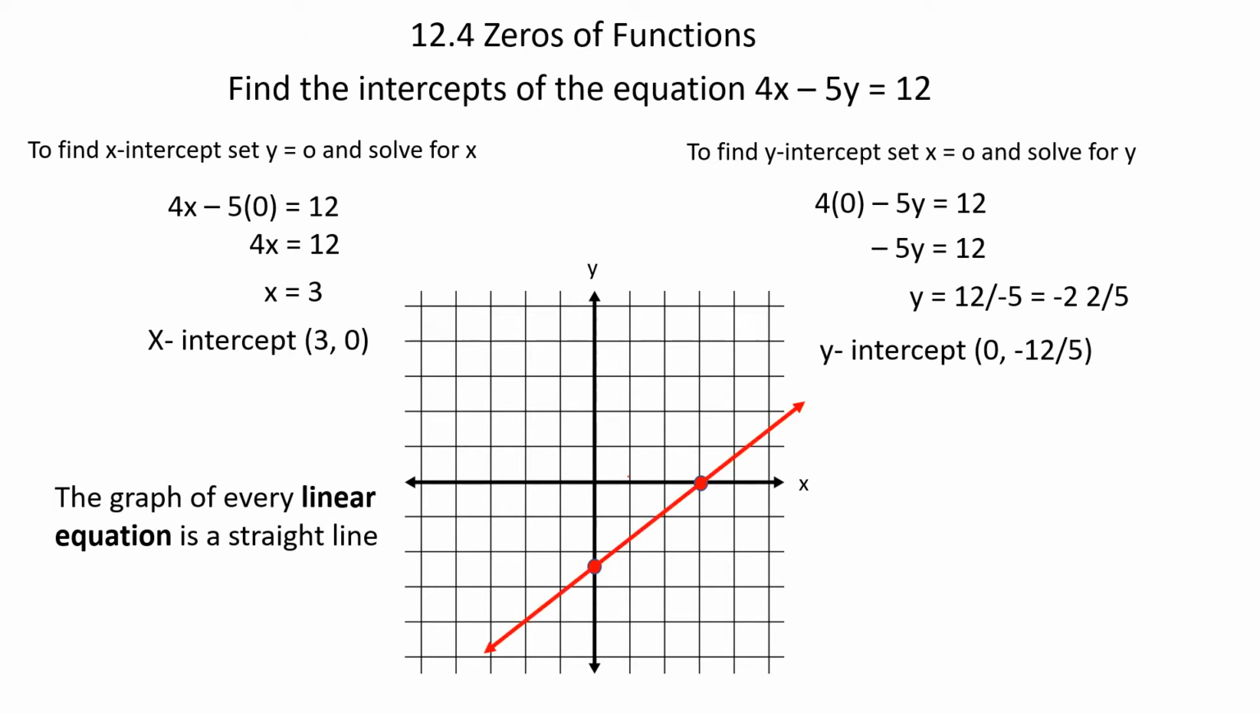And so then you draw a straight line. Now remember, the graph of every linear equation is a straight line. How do you know this is a linear equation? Well, look at the original equation. The highest degree in any of the exponents is 1, right? So it's linear. So you know when you graph, you're always going to get a straight line.